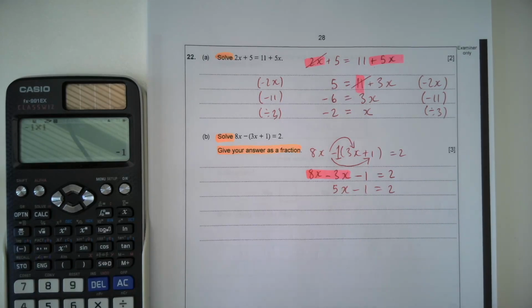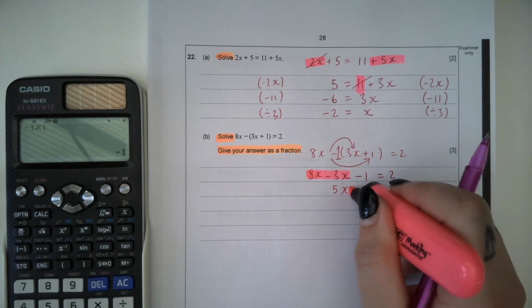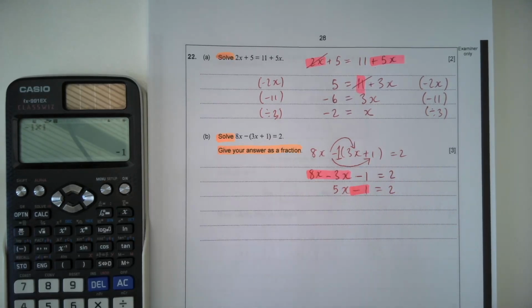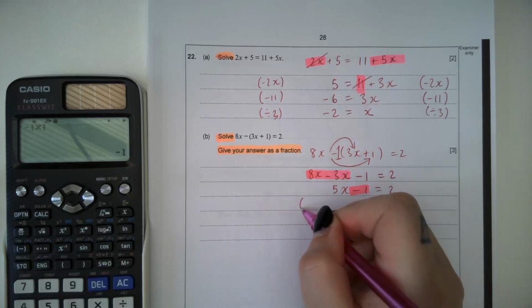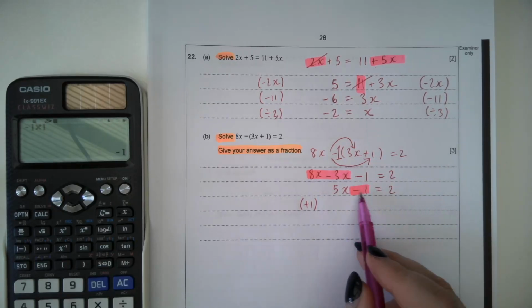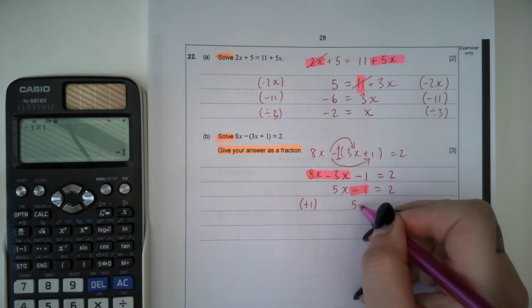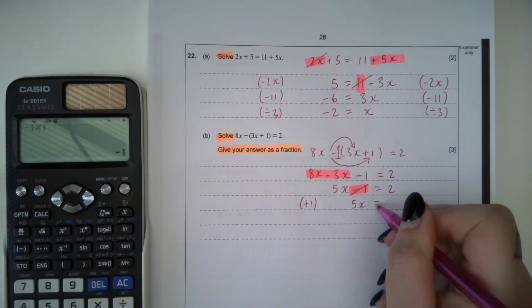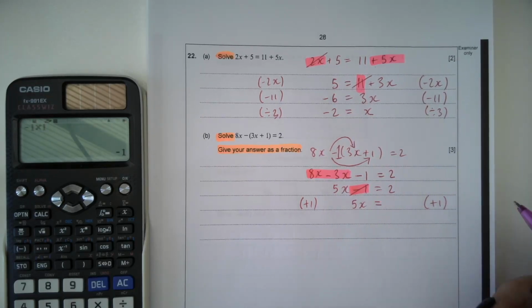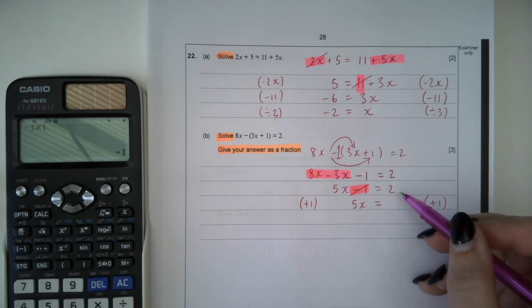Now I've got a two-step equation that I'm going to solve. I need to isolate x to solve for it. So the first thing I'm going to eliminate here is that negative 1. The inverse of taking away 1 is to add 1. When I add 1 to the left-hand side, that leaves me with 5x because it cancels out the negative 1. But I have to do the same to the other side to balance the equation.